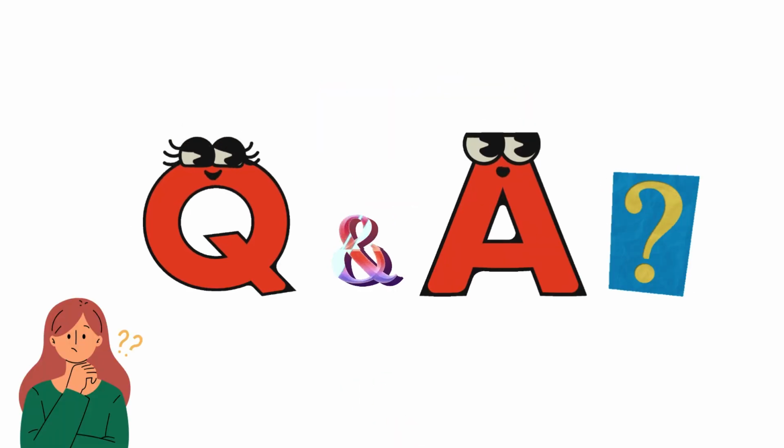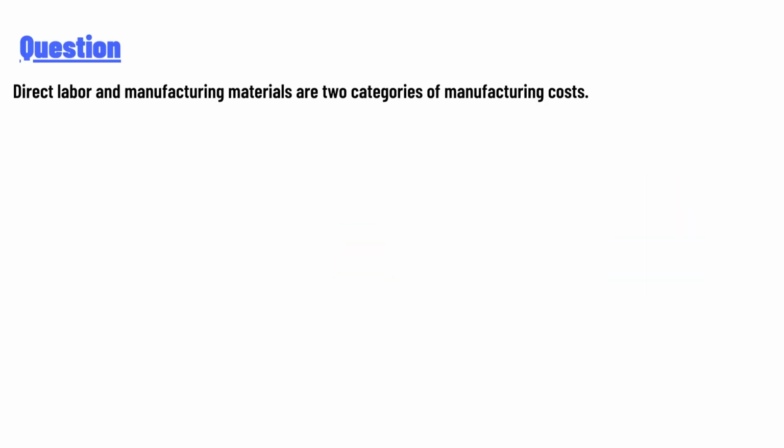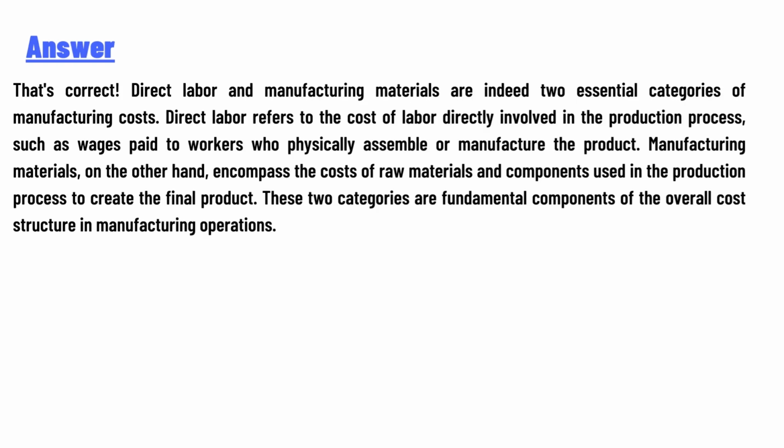So our today's question is, "Direct labor and manufacturing material are two categories of manufacturing costs." The answer to the question is that it's correct. Direct labor and manufacturing material are indeed two essential categories of manufacturing costs.